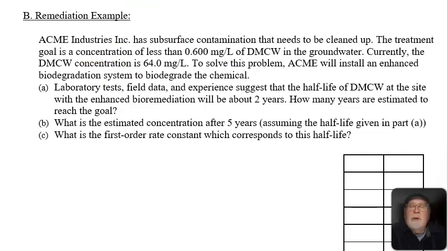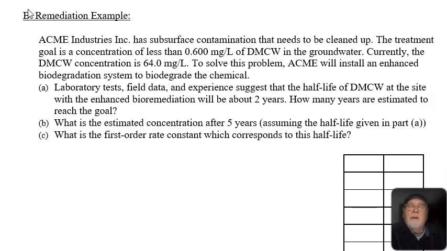Here's an example. We have subsurface contamination. We have to get it down to less than 0.6 milligrams per liter of dimethyl chicken wire in the groundwater. Currently, it's 64. So we're going to install an enhanced biodegradation system to biodegrade the chemical. From our experience, and we can look this up in books, these numbers vary a whole lot. So what we really do is we calibrate it to the site. We find that the half-life of DMCW at the site with the enhanced bioremediation that we're going to do is about 2 years. It's very slow, by the way, but the number works out good here.